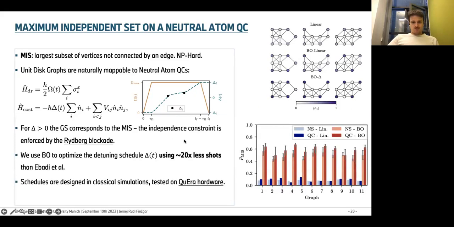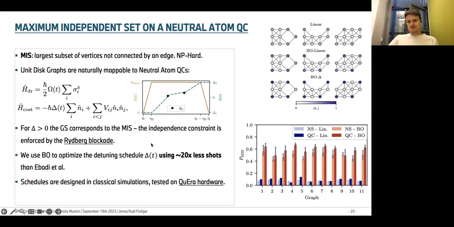So first, to go back to the original comparison with the QuEra paper. Using Bayesian optimization, we can optimize these schedules using roughly 20 times fewer shots than the original paper, which is nice if you actually want to carry out some experiments yourself.